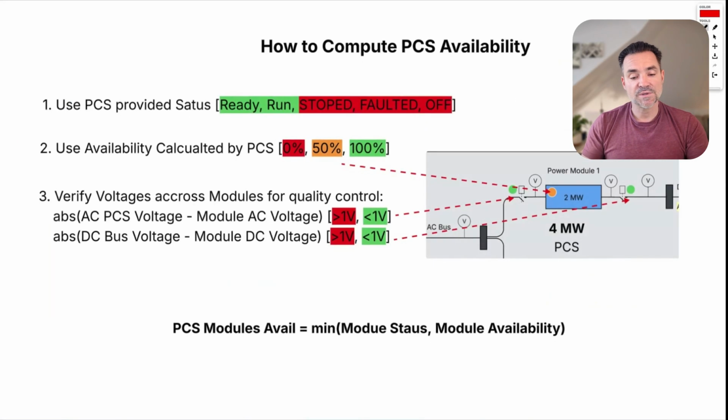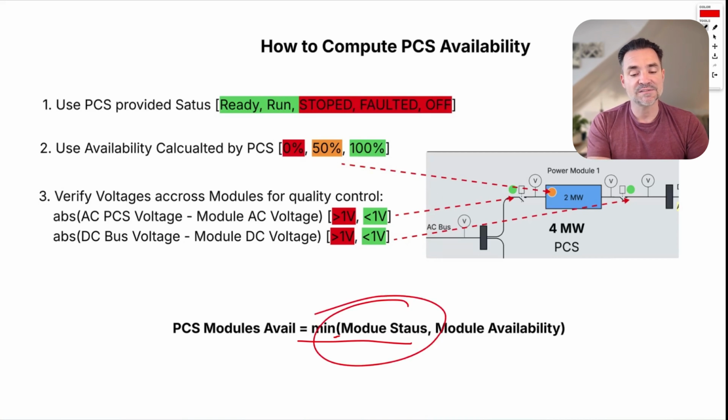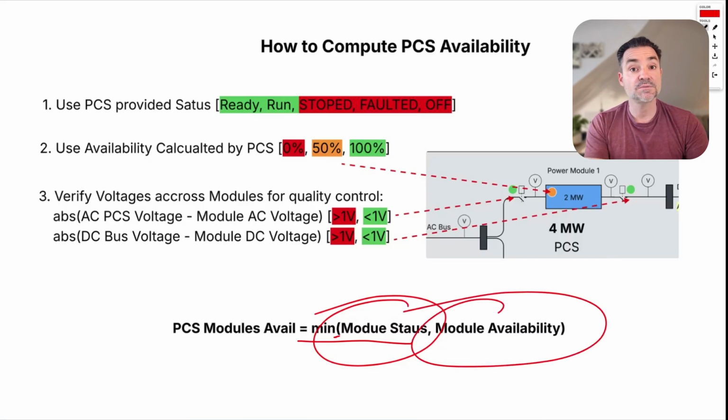A bit like the string, we're going to want to take the minimum of the most significant statuses that we can find. Typically the module status of the PCS, and then if there's a reported availability. So it'll be equipment specific to pick the right signals, but you could use any of these, or use a combination of a couple and take the minimum of the two.